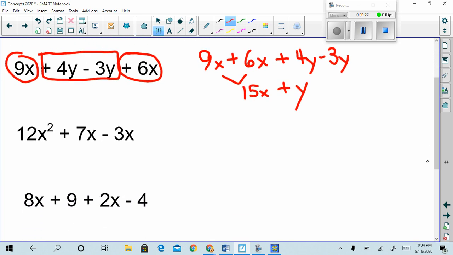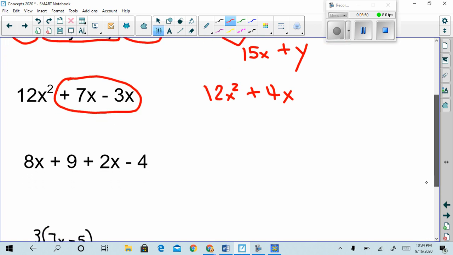In my next problem, there's an x squared term, but there's also two x terms. These are my like terms. Nothing to combine with the x squared term. 7x minus 3x would give me 4x. And that's as simple as it gets. I can't do any more combining to that expression.